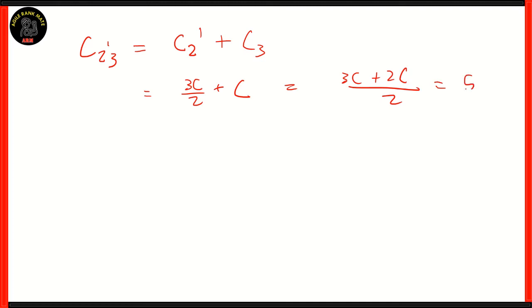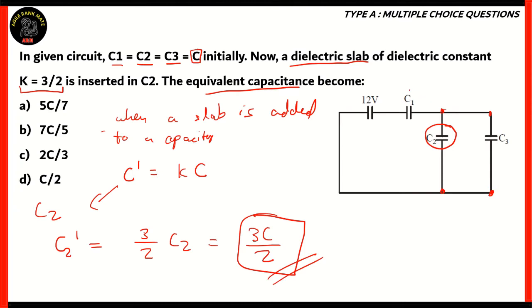Now, when they're connected in parallel, the equivalent capacitance, which is C2 dash 3, will turn out to be the capacitance of C2 dash added to the capacitance of C3, which in this case is 3C/2 plus C, which is 3C plus 2C/2, which is equal to 5C/2. So 5C/2 is the value of C2 dash 3. Now finally, we have the capacitance C1 connected with the combined capacitance here, that's C2 dash 3, and both of these are connected in series.